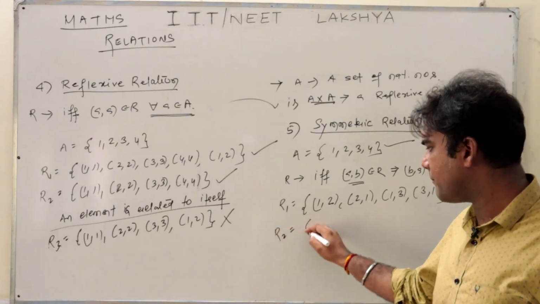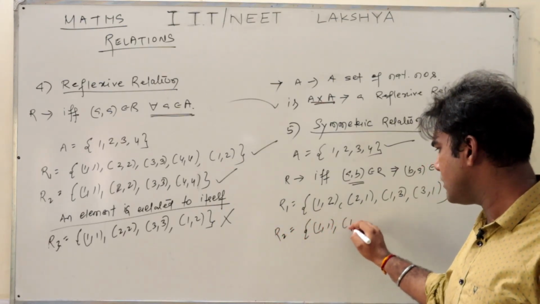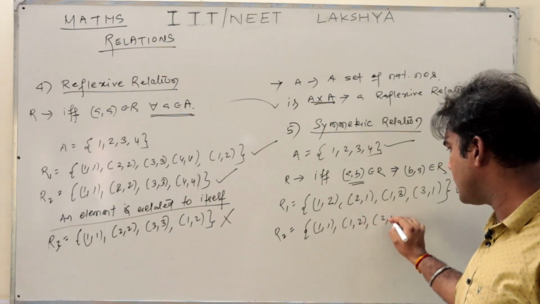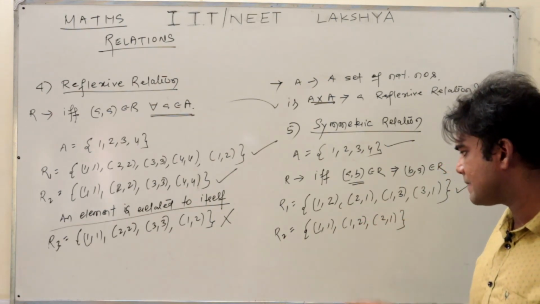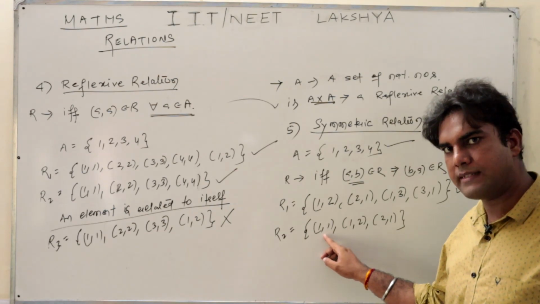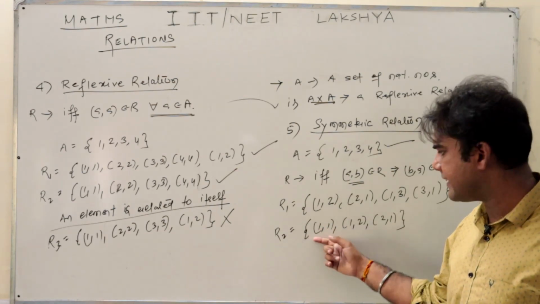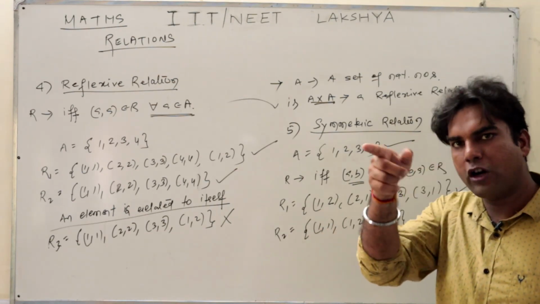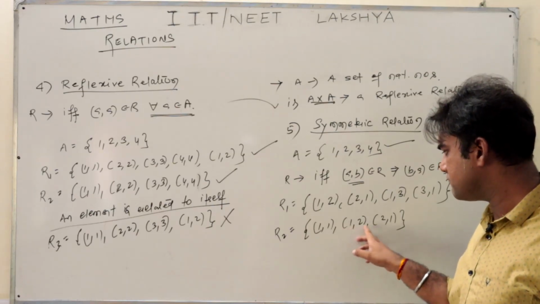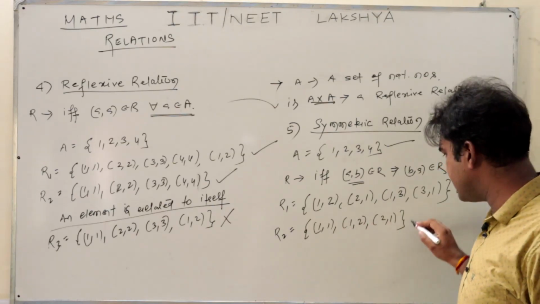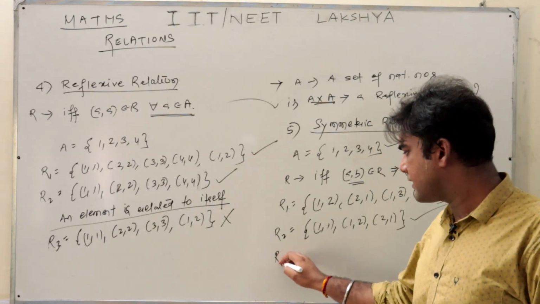Let us take one more example. R2: (1,1), (1,2), (2,1). (1,1) is there. It means (1,1) should be there. Yes, it is there, because an ordered pair should not be repeated. (1,2) is there. (2,1) is also there. Yes, it is there.